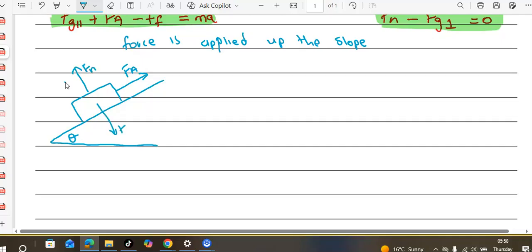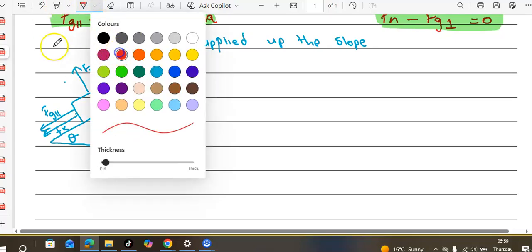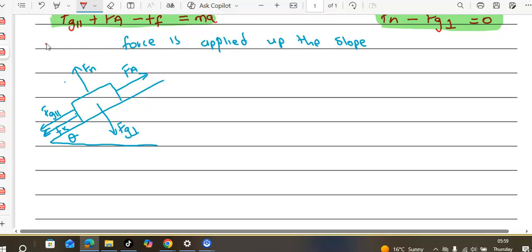I know that what we are doing sometimes might be boring, but trust me, this is going to make sense when we work on examples. So then we have the FG parallel. We have the FK. So now I need you to pay attention. The FG parallel, you see this guy, it always goes down. If the force is moving up, it's going down. If the force is going down, it's going down. You understand? Okay.